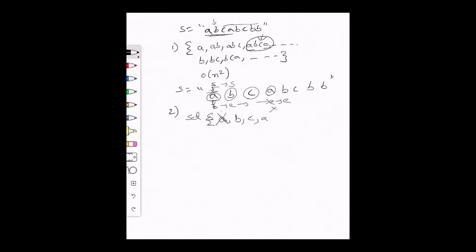Now check if B is present in the set. As B is present in the set, what we do is we remove the character at the start pointer and increment the start pointer here.